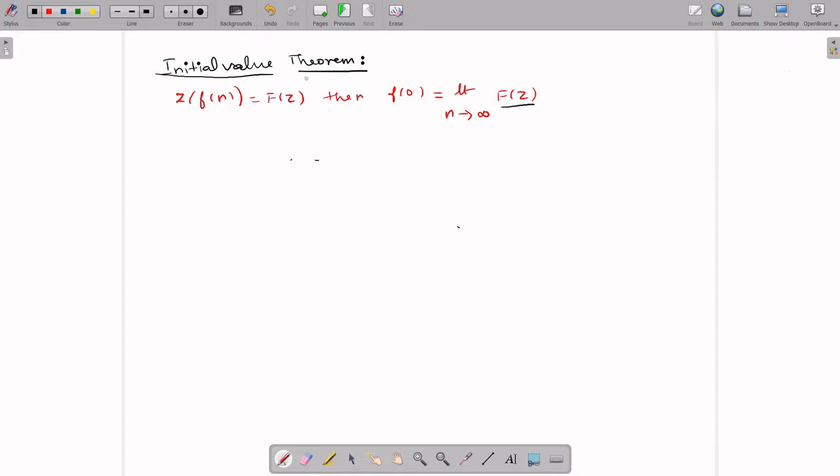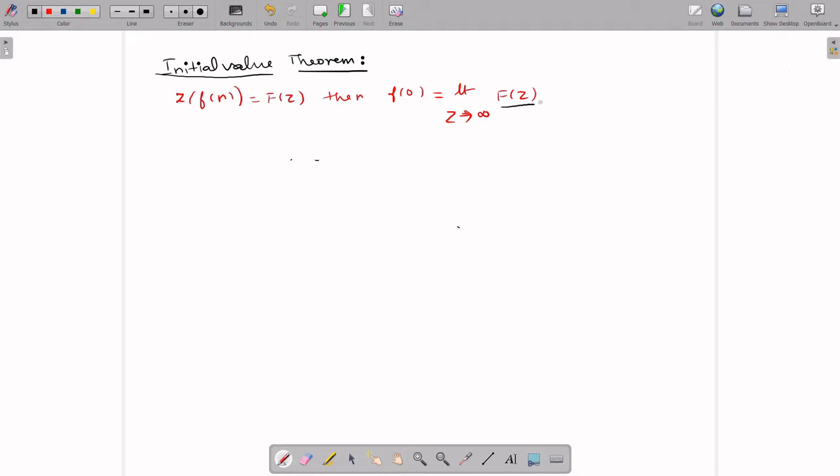Initial value theorem says that if the Z transform of f of n is equal to F of z, then f of 0 is equal to limit z tending to infinity F of z. This is the result we have to prove. Usually when doing a proof, we take the LHS and prove the RHS value. But to prove the initial value theorem and the final value theorem, we take the RHS and arrive at the LHS value.